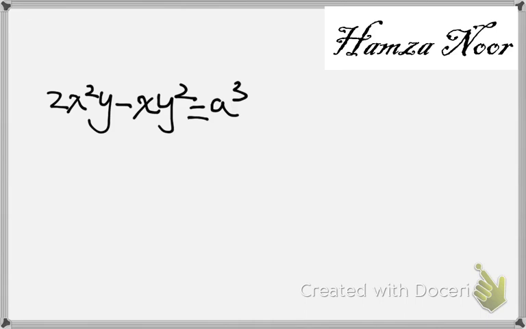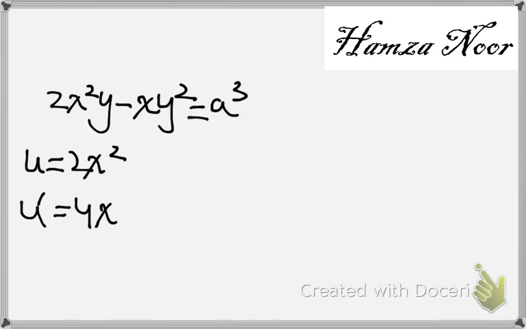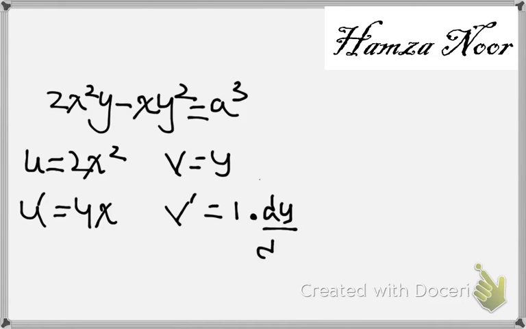First, we have 2x²y. We need to differentiate it by using the product rule. u is equal to 2x², and u' will be equal to 4x. v is equal to y, so v' will be equal to 1 multiplied by dy/dx. Always remember that in implicit functions, whenever you differentiate y, you multiply it by dy/dx.